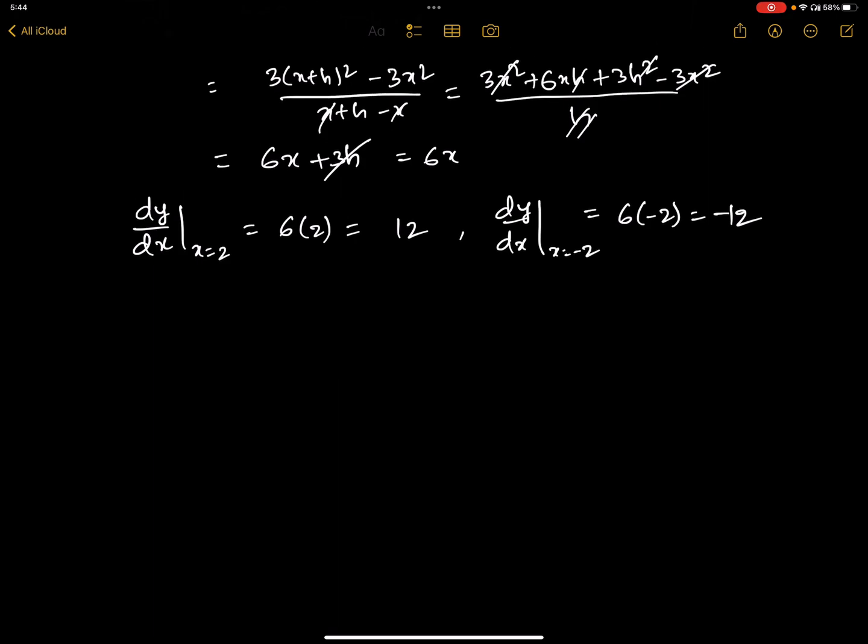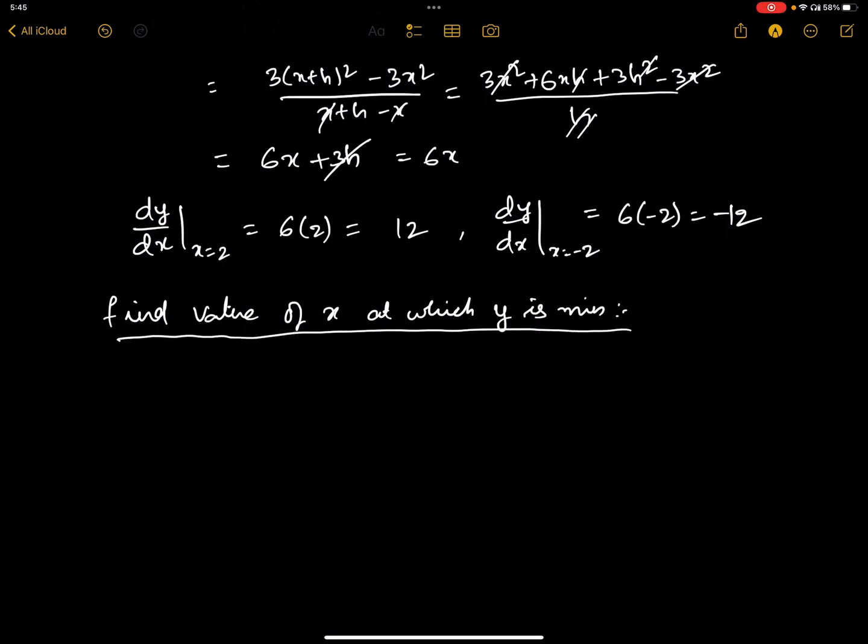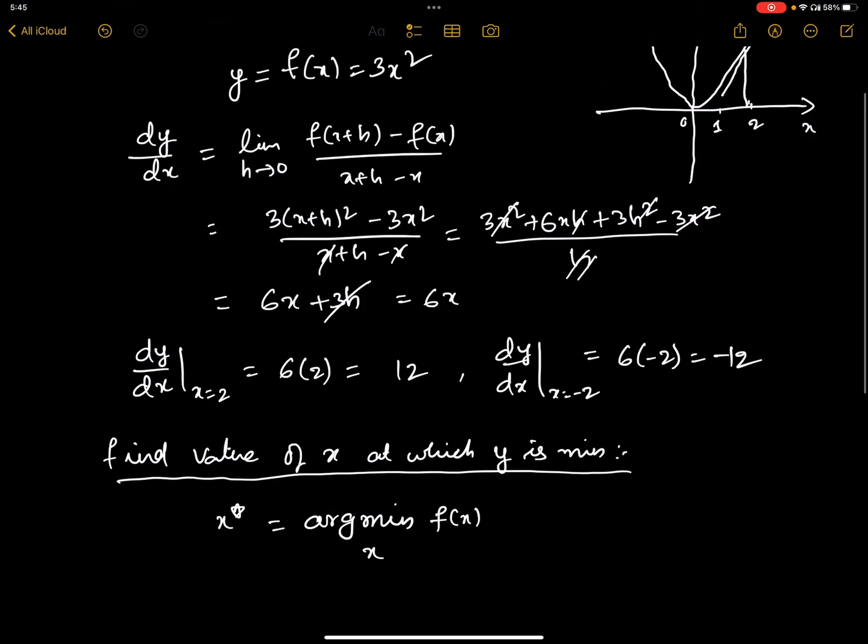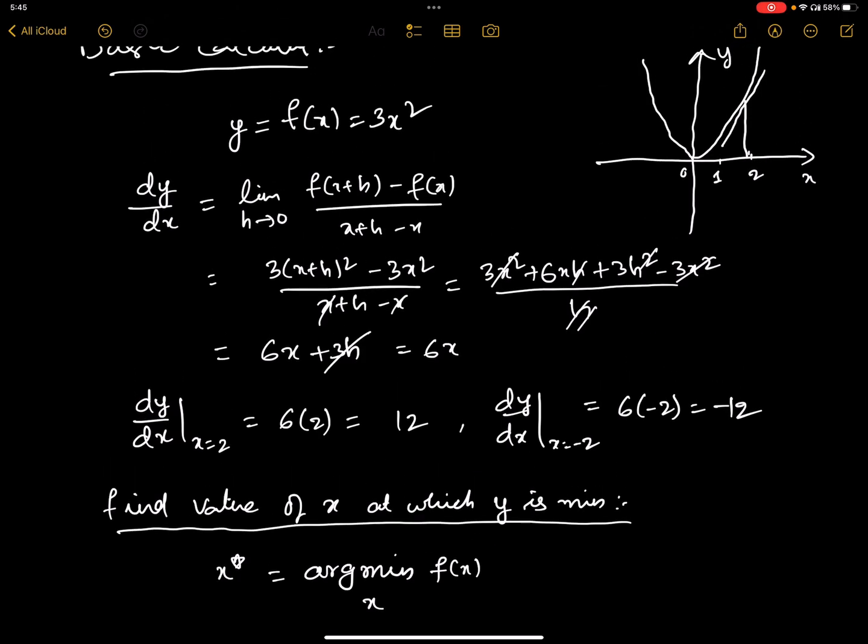Now for this curve, we have to find the minimum value. We have to find the value of x at which y is minimum. In other words, we have to find x*, the argmin of f(x) over x. So we have to find the value of x at which y takes the minimum value.